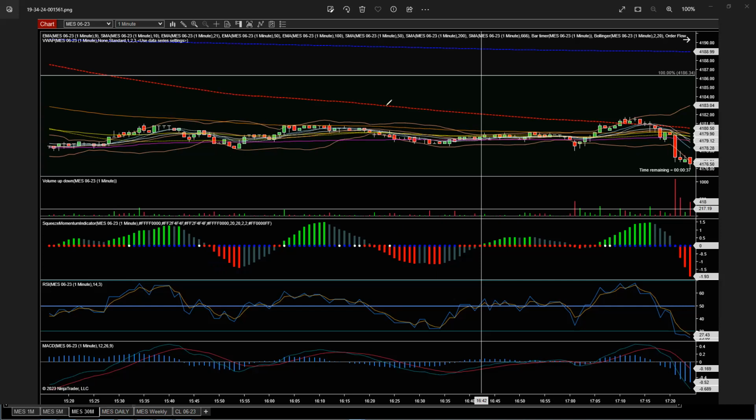So now you just want to keep seeing the 100 close in on the 200, and it gets sandwiched again. RSI, base, base.